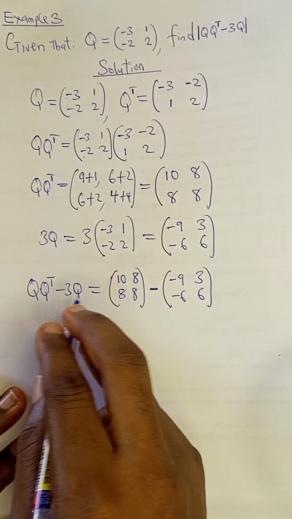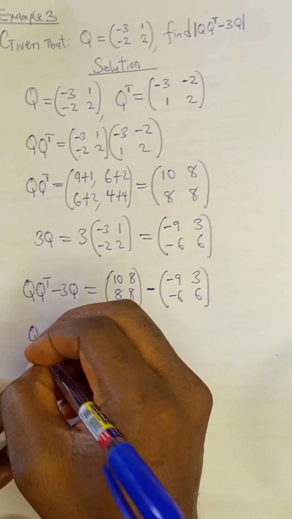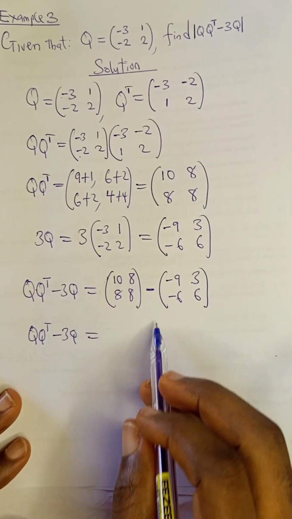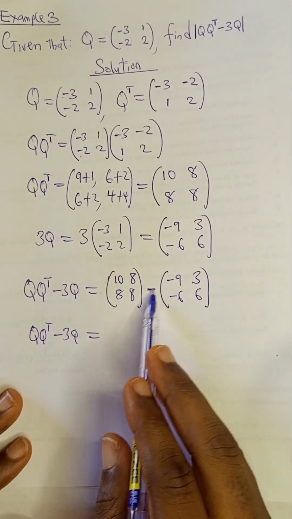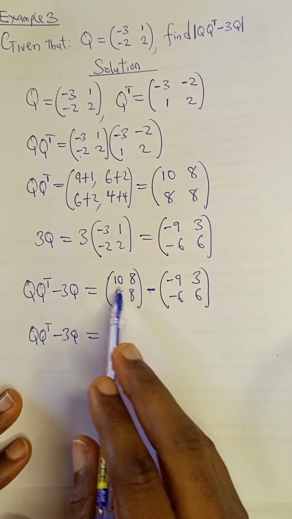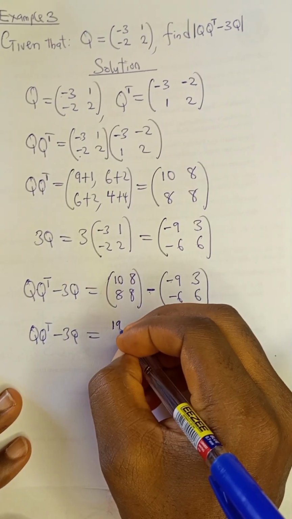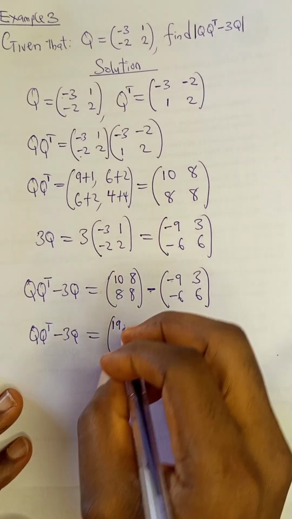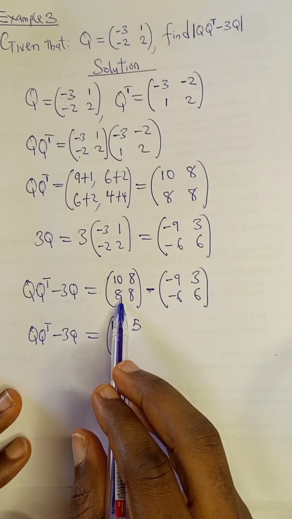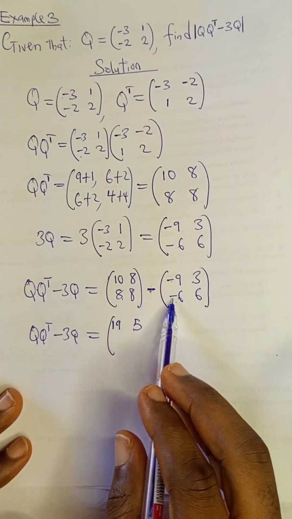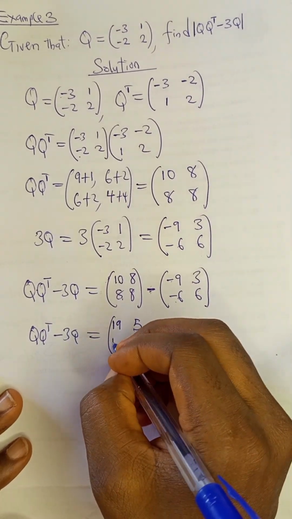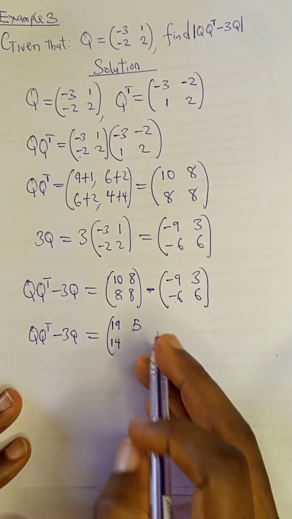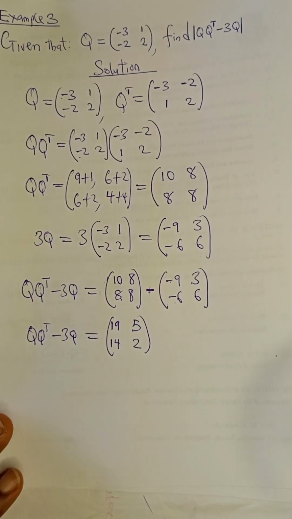So, let's get the answer for this first. Q times Q transpose minus 3Q is equal to what? Where you minus, of course, 10 minus minus 9, minus times minus is plus, 10 plus 9 is 19. Now, 8 minus 3 will give us 5. 8 minus times minus, 8 plus 6 will give us 14. Then 8 minus 6 will give us 2. So that is the answer.